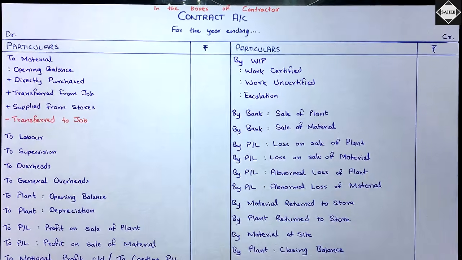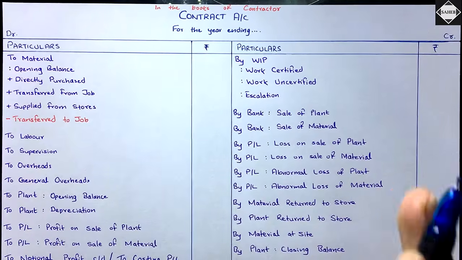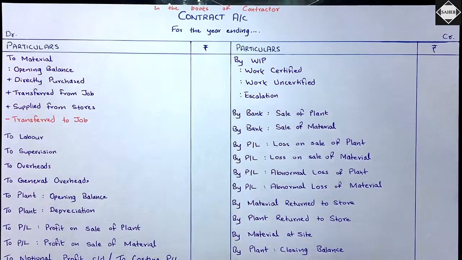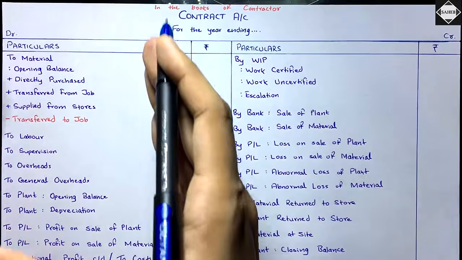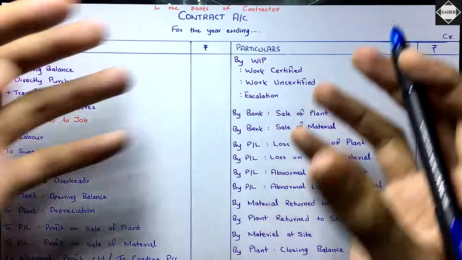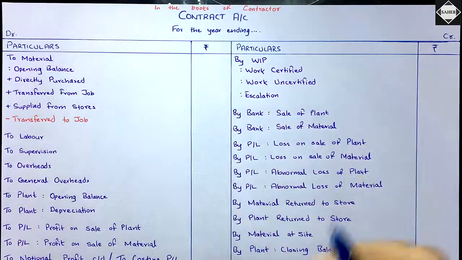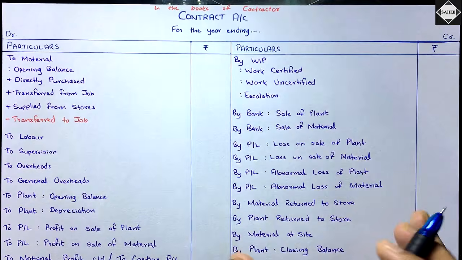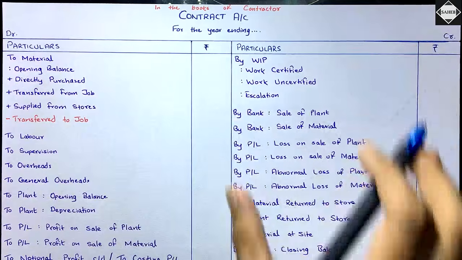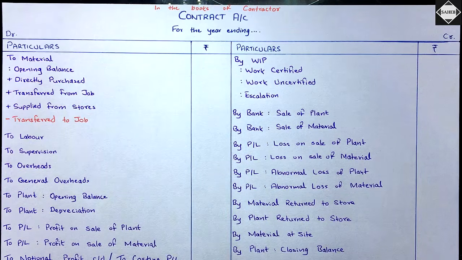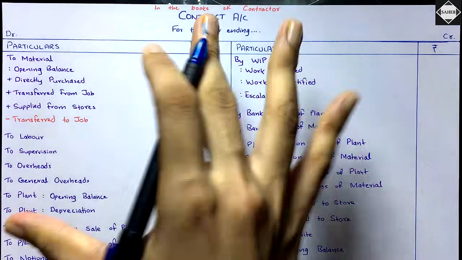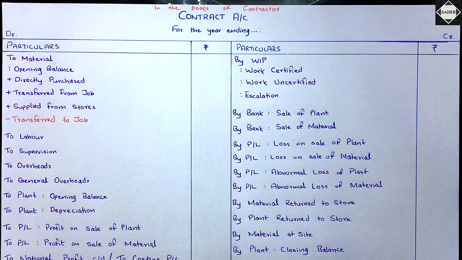So here, as I said, it's the same as the trading and profit and loss account. Whatever you have put into the contract, you have to take that on the debit side, and whatever you get from the contract in return, all the incomes and the closing stock, whatever you get out of the contract, you have to take it over here. Simple as that. That's the basic idea to prepare the contract account. All right, so that's what we have to do.